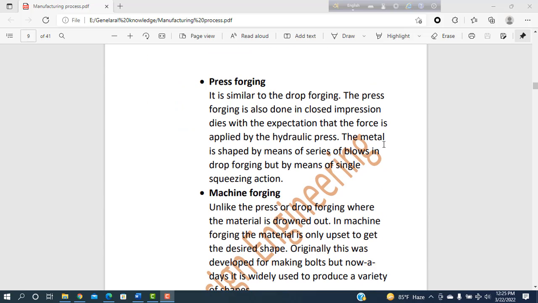Press forging. It is similar to drop forging. Press forging is also done in closed impression dies, with the exception that the force is applied by a hydraulic press. The metal is shaped by means of a series of blows in drop forging, but by means of a single squeezing action in press forging.